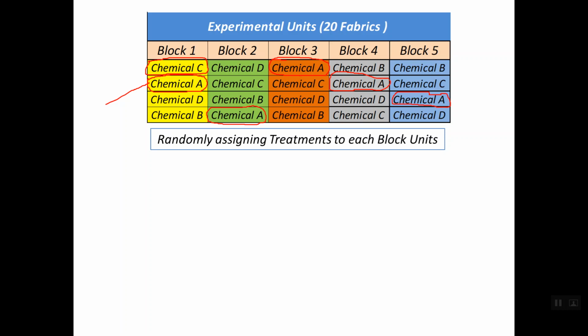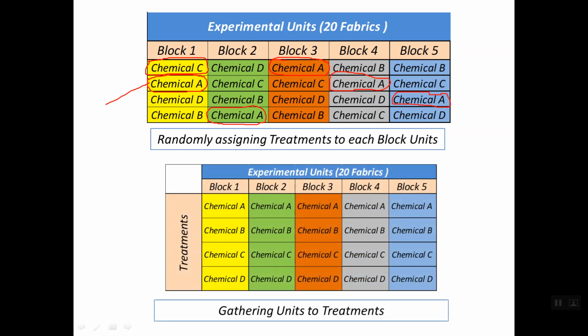What to do now is to gather all of these units for each treatment. So this is the process of gathering units to treatments. So we have 5 units that will be treated using chemical A, and all the 5 units come from all the blocks.